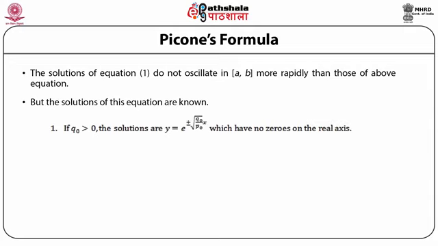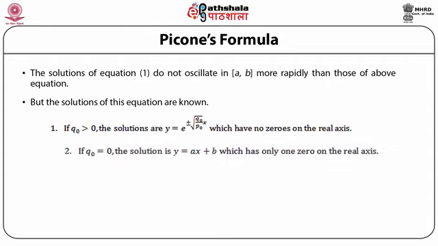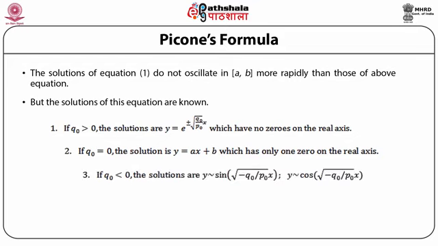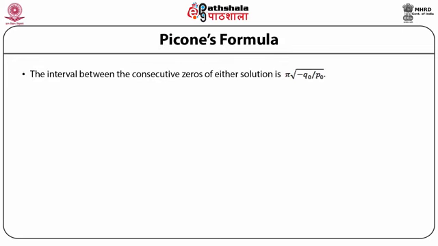First, if q0 is greater than 0, the solutions are y is equal to e raised to the power plus or minus square root of q0 by p0 into x, which have no zeros on the real axis. Secondly, if q0 is equal to 0, the solutions are y is equal to ax plus b, which has only one zero on the real axis. Third, if q0 is less than 0, the solutions are y is approximately sine of square root of minus q0 by p0 into x, and y is approximately cos of square root of minus q0 by p0 into x. The interval between the consecutive zeros of either solution is pi into square root of minus p0 by q0.